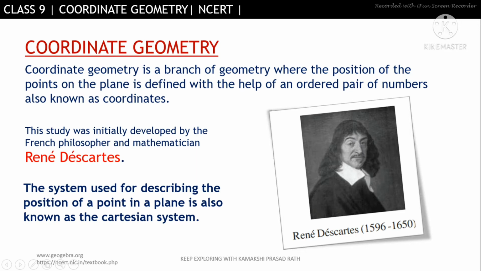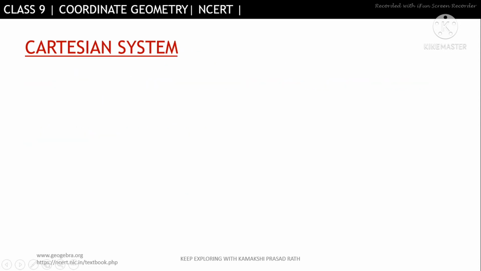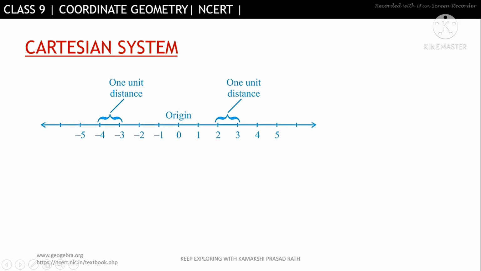So let's see what is this Cartesian system. To understand Cartesian system, let's go back to our number line. We have seen this number line in our earlier classes, like in integers and whole numbers. This number line represents some numbers, and there is an origin that we call a reference point. Understand the word, this is called the reference point.